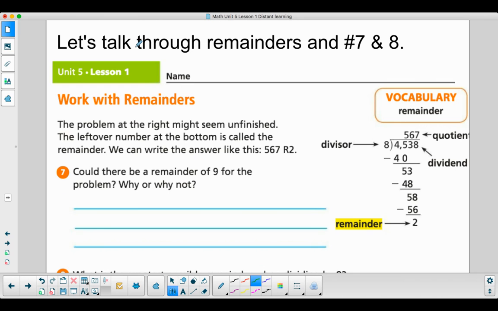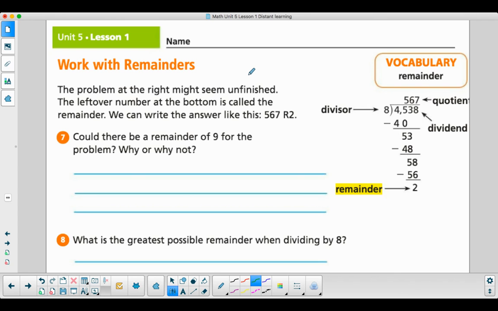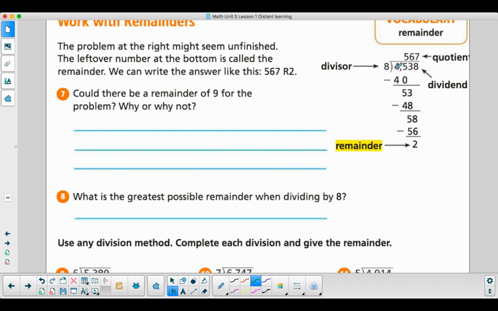Okay, now let's talk through remainders and numbers 7 and 8. Working with remainders. The problem at the right might seem unfinished because look at here, it's not done. The leftover number at the bottom is called the remainder. We can write an answer like this: 567 R2. I like to put a period there when I abbreviate remainder, but I don't care. Just so you know, you can write the remainder after the quotient as a whole number 2.